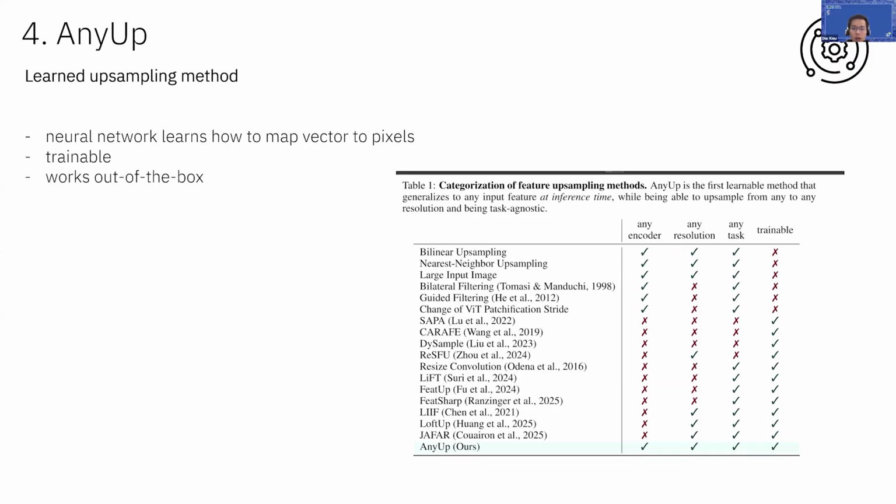It differs a lot from the tree approach before because here we use a neural network, so it's not a static method. We use a neural network that learns how to map vector to pixel. It's trainable and it's already been trained, so we can just use it right out of the box. If you take a look at the table, there are also a lot of other approaches that we can use. I just picked out Any-Up as a representation for this kind of upsampling method.